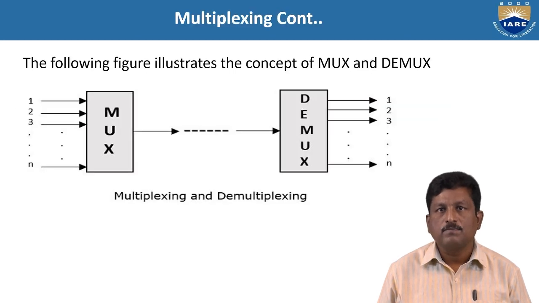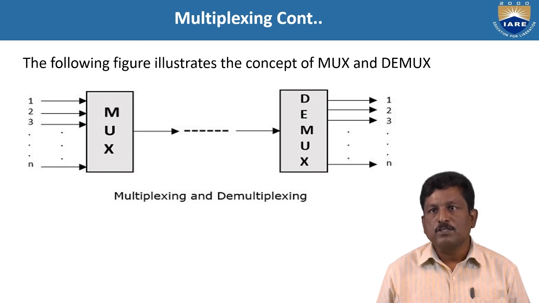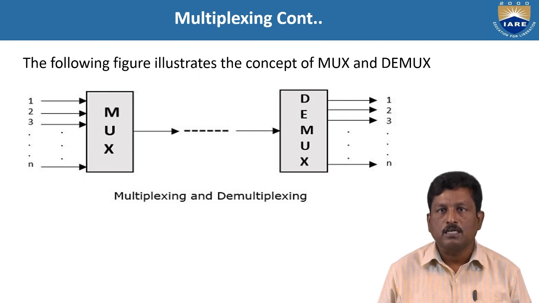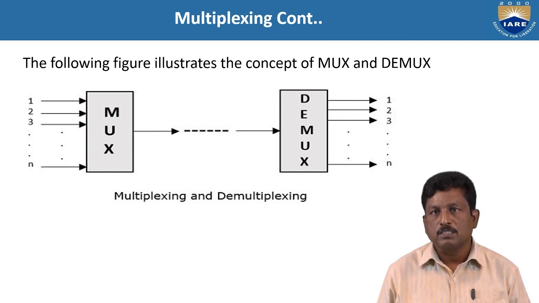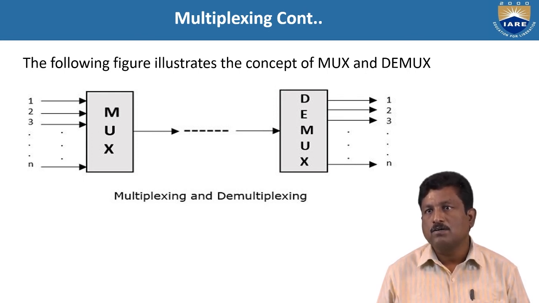So this is the diagram. Take the MUX: there are multiple inputs, 1 to n, and the output is only single. Coming to the DMUX, the modulated signal transmitted by the transmitter, which is the composite signal of multiple inputs, is received by the demultiplexer. Once the composite signal is received, it can be distributed to different multiple destinations. So that is called one into many.